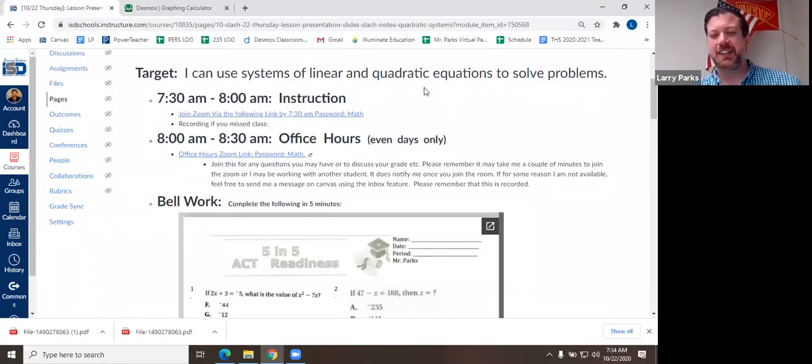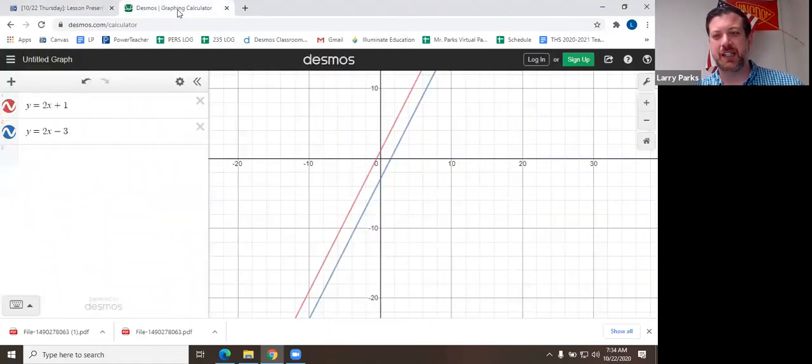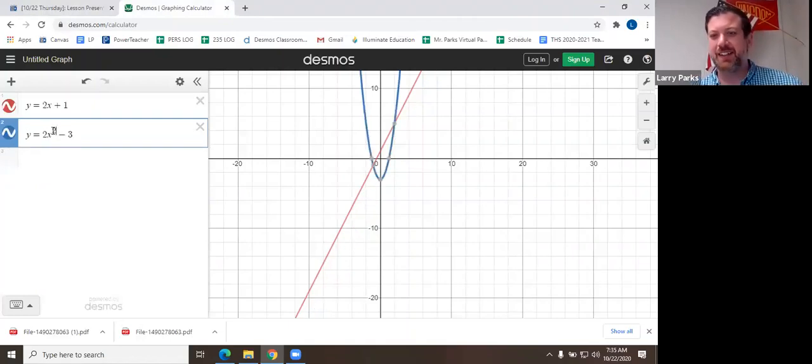Okay, so you can imagine the possibilities change when we're talking about parabolas. For example, if I want to change this to a parabola, I would just change that to the second power. And now we have what's called a system with a line and a parabola. And then you might be asked, how many solutions does that have?